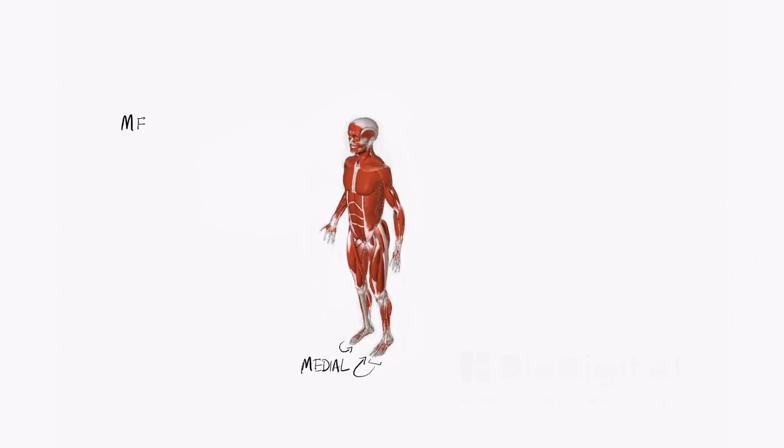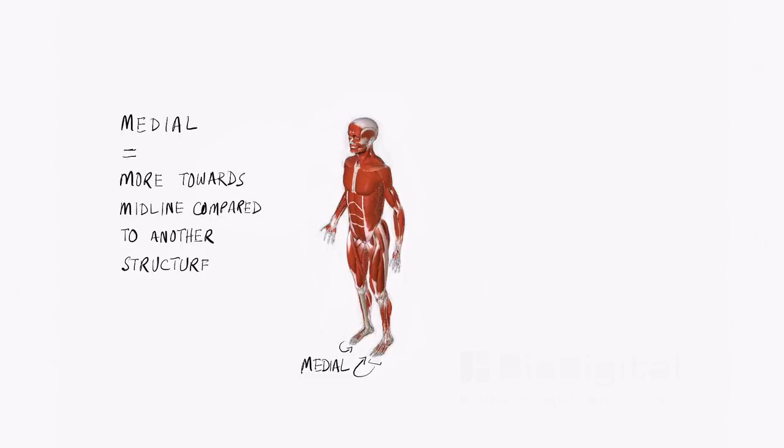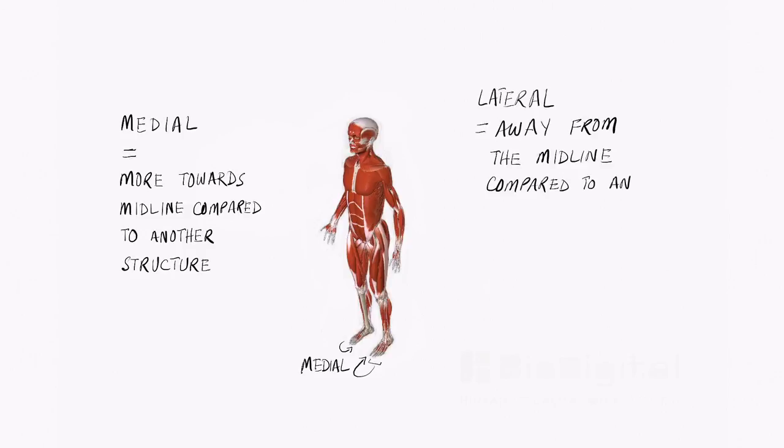Medial is used to describe structures that are towards the median plane. And as you remember from before, the median plane means toward the center of the body. So medial would mean toward the center of the body compared to another structure. For example, the big toe is located medial to the other toes, or the heart is medial to the lungs. Lateral is the opposite of medial. This is used to describe structures that are located away from the median line of the body, or away from another structure that is located towards the middle of the body. For example, the small toes are lateral to the big toe.